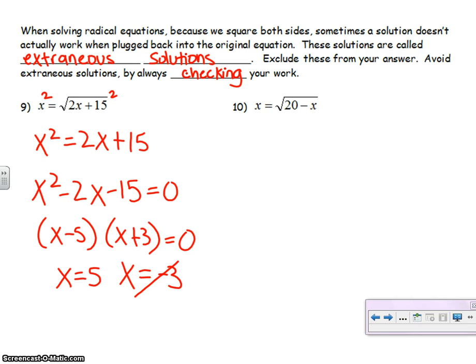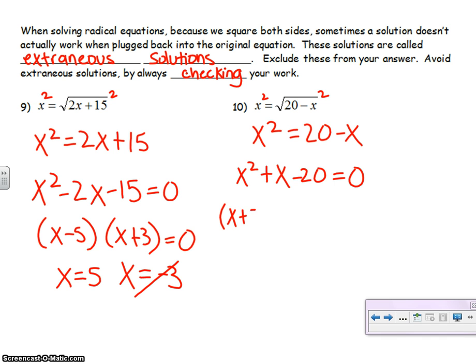x is equal to the square root of 20 minus x, so we'll square both sides. We have x squared is equal to 20 minus x. And we're going to go ahead and set this equal to 0, so x squared plus x minus 20 is equal to 0. Again, you can solve this using any of the methods, but let's go ahead and factor it. So we have x plus 5 times x minus 4.